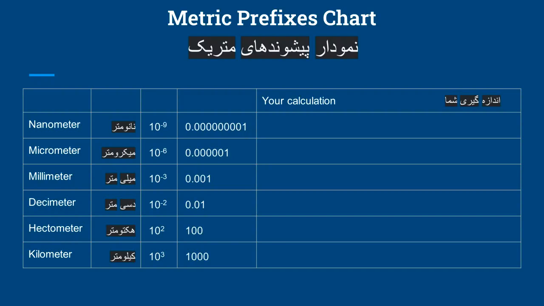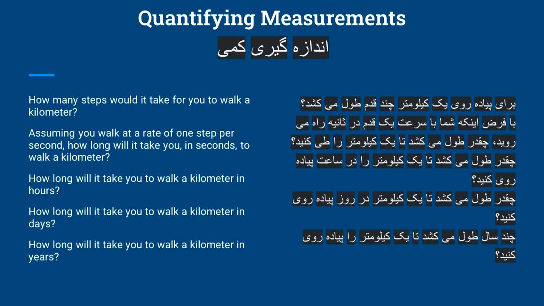Pause this video to copy down the chart into your notes. Then use the procedure you learned earlier in the lessons to convert your measurement into a value for each unit and place it in the chart. Using the chart you filled in on the last slide and conversions between distances and steps, pause the video again and answer the questions above.